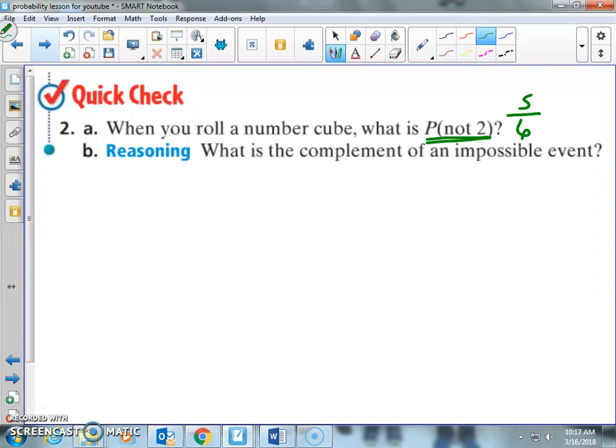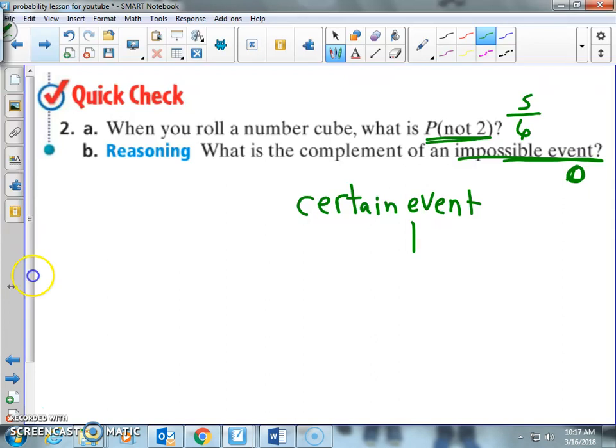And now in letter B, the complement of an impossible event. Well, let's see. Impossible means it can't happen. The complement means it has to happen. Well, if something has to happen, it is a certain event. So the complement of impossible is certain. Impossible, we know, is a 0 chance. Can't happen. Certain event must happen, so it's a 1. And like we said, complements and events have to add up to 1. Well, 0 plus 1 gets us to 1.